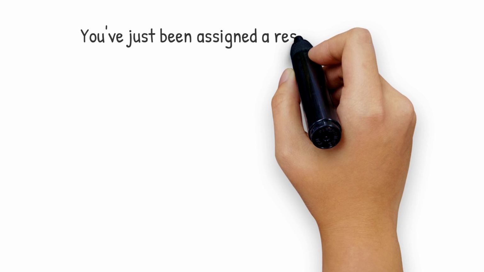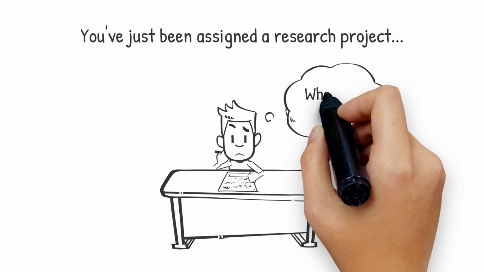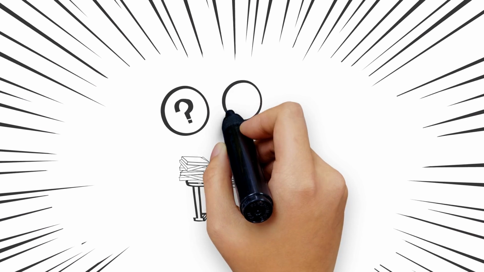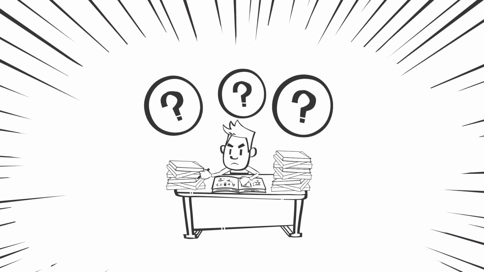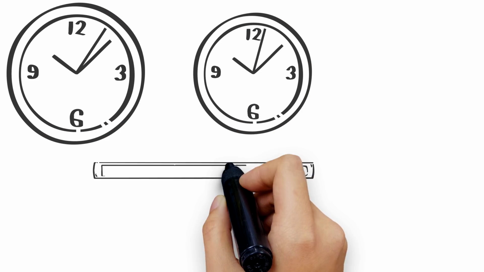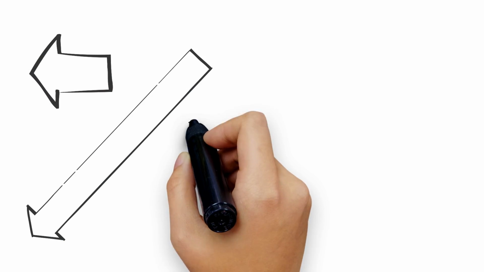So you've just been assigned a research project and maybe you're not sure where to start. Or maybe you have a topic, but you're not finding enough information to meet the requirements of your assignment. This can be one of the most challenging parts of the research process. You spend hours and hours searching around databases or Google, but you're just not sure which direction to go.